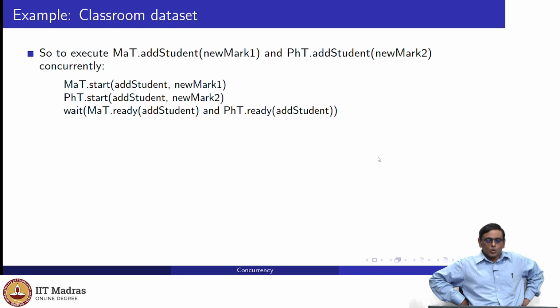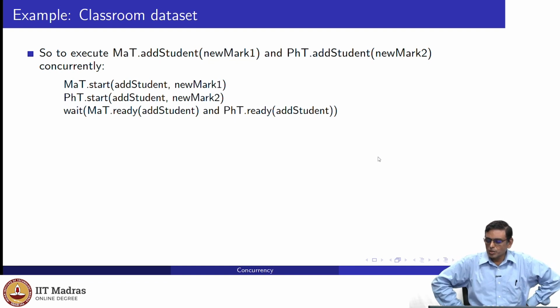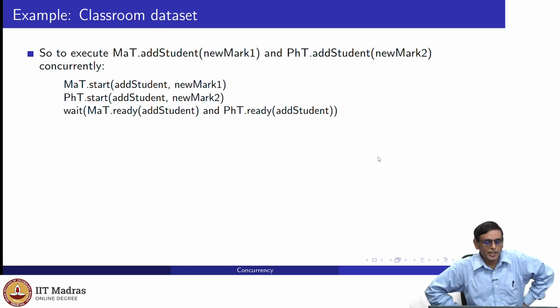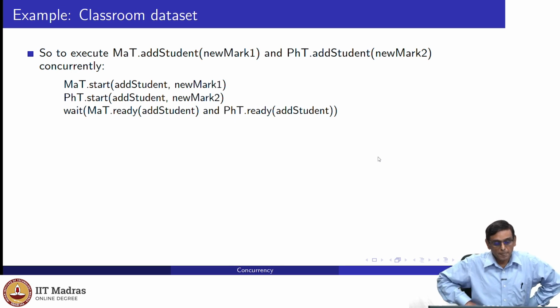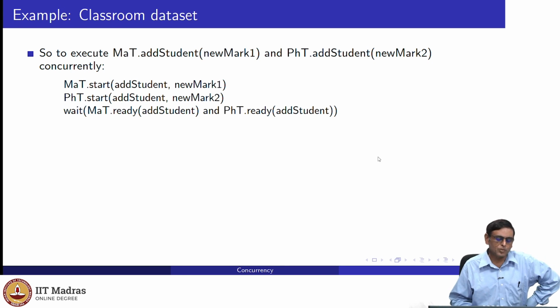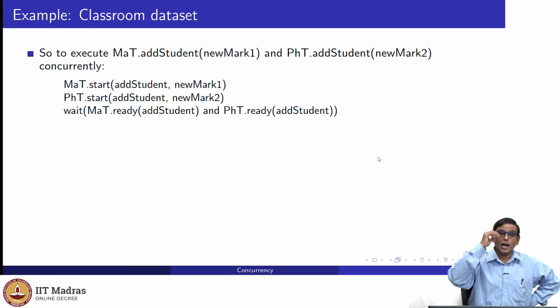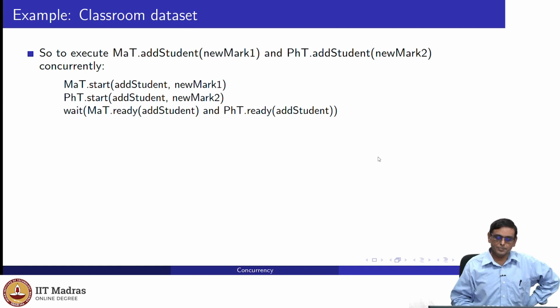Now I want to take you to something where I'm going to see how things can get a little bit complicated, right? So let us say, for example, now I want to do, okay, I'm showing you how to, we didn't talk about the code. So to basically do add student concurrently for physics and math, we do mat dot start add student new mark 1, physics teacher dot start add student new mark 2, and then you wait for both maths and physics students to be ready, right? That's what you do.